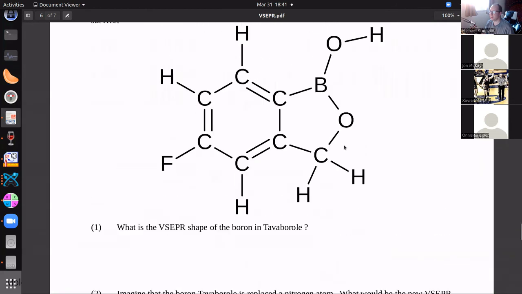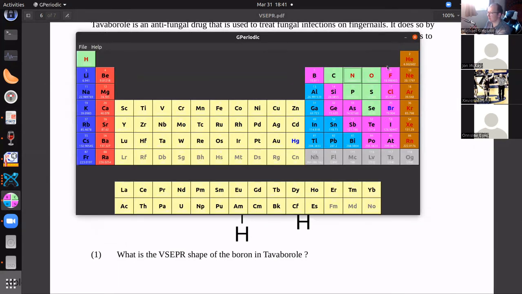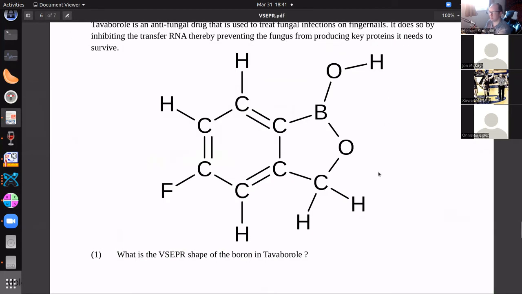Okay, so we also have this fluorine down here. And we want to know what's going to happen if we replace it with a bromine. And if we look at our periodic table, we can see that bromine is right below fluorine, right? So it's going to make that one single bond there. What do we think? Is this going to have any effect at all? I don't think so. No, it's not really going to change that VSEPR geometry at all.